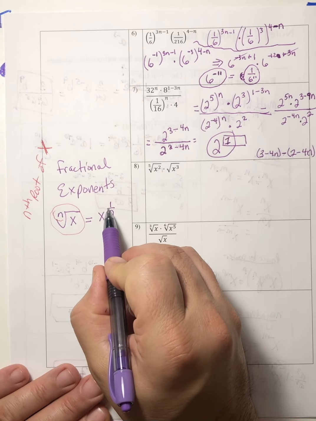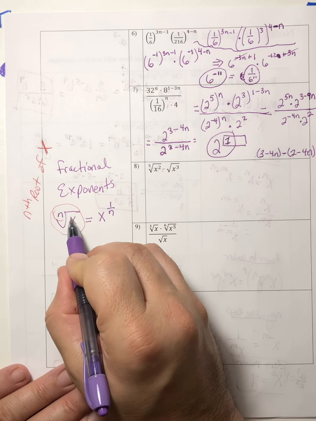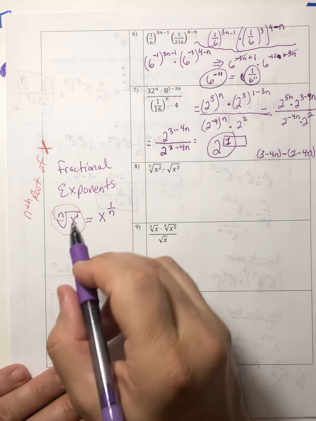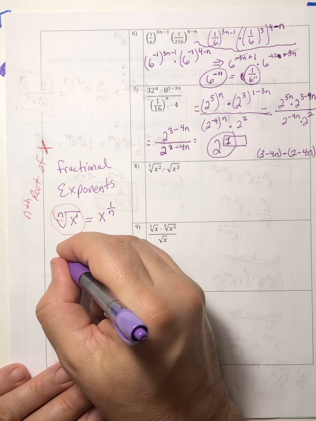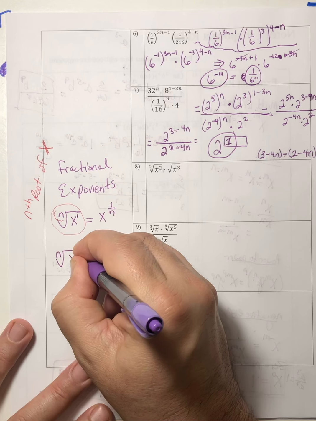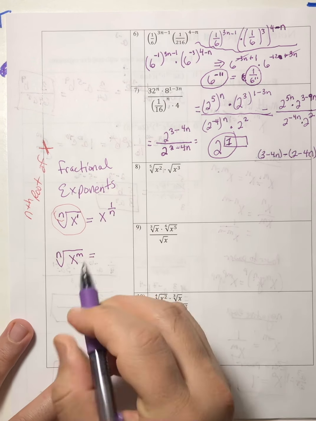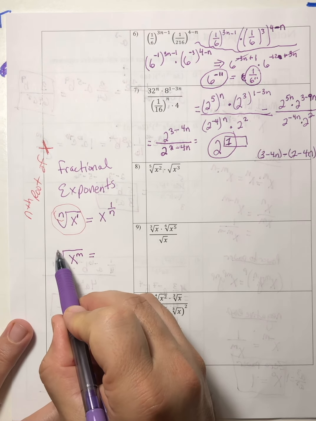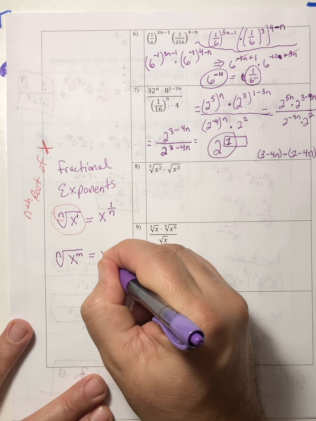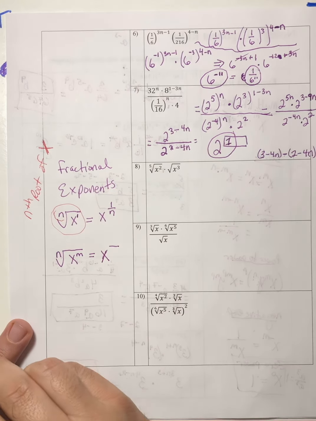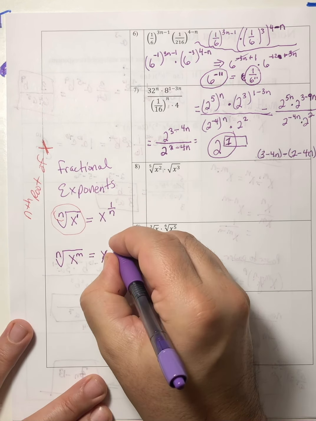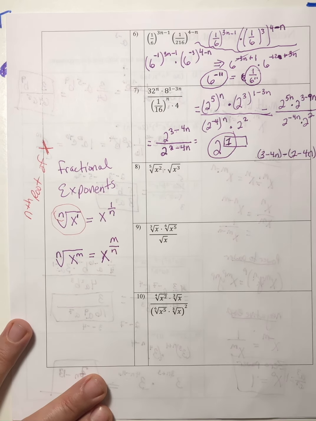And now, where did this 1 come from? That's right, the exponent on this x is a power of 1. Well, what if this exponent was not a 1? Then let's do the nth root of x to the power of m. This is the root right here. That root is the denominator of the fraction. So we know it's a fraction. This is the denominator, and that's the numerator. M over n. That's your rule.